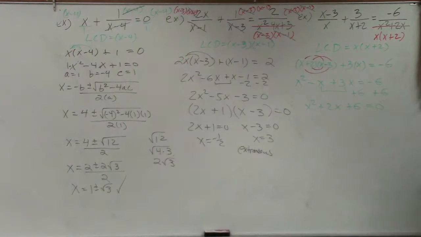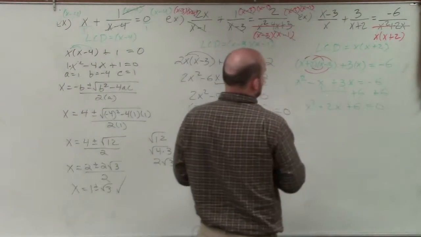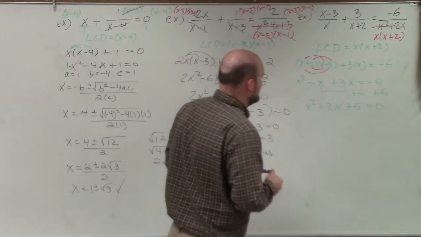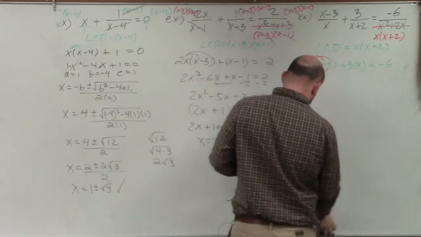I don't remember that being the answer. Oh, I messed up somewhere. Oh, that should be a -6. Why did I multiply those out? No wonder you don't do things in your head, right? I didn't multiply that out correctly. Let's take that slower real quick.